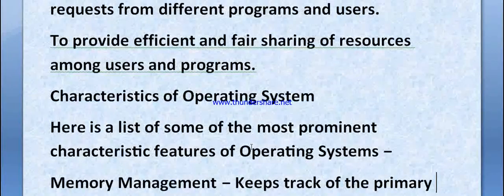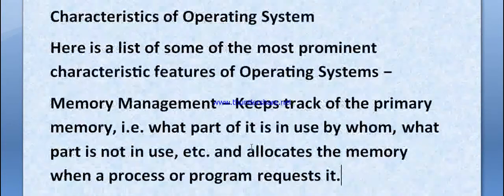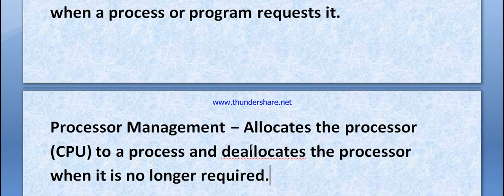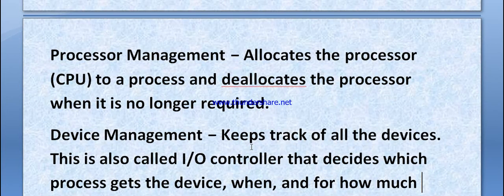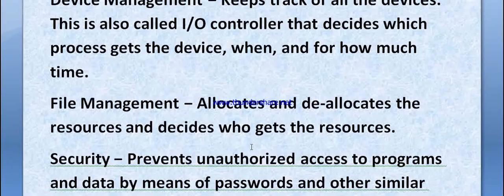Now, characteristics of an operating system. Here is a list of some of the most prominent characteristic features of an OS. Memory management: keep track of the primary memory. Process management: allocate the processor, CPU, to a process and deallocate the processor when it is no longer required. Device management: keep track of all the devices. This is also called the input output controller. It decides which process gets the device, when, and for how much time. File management: allocate and deallocate the resources and decide who gets the resources.